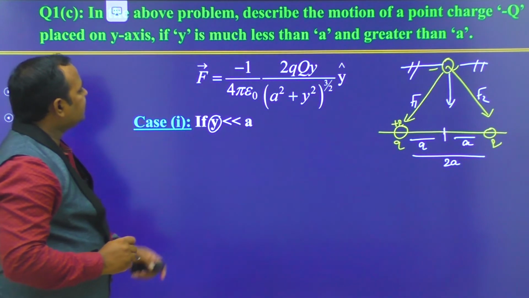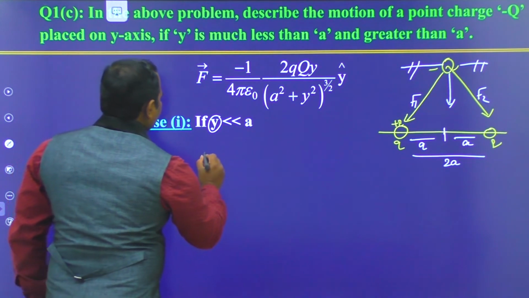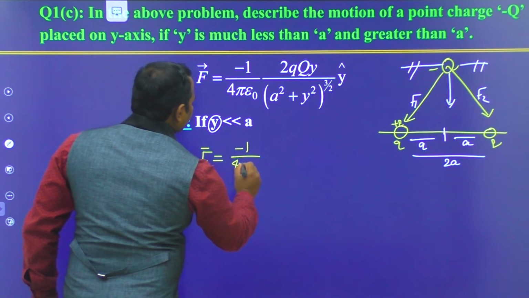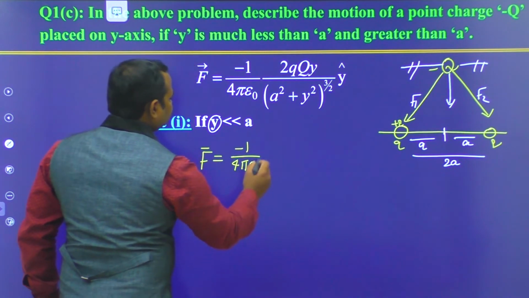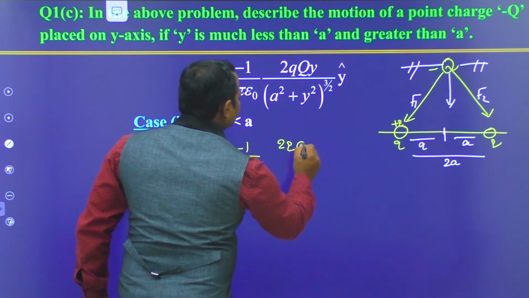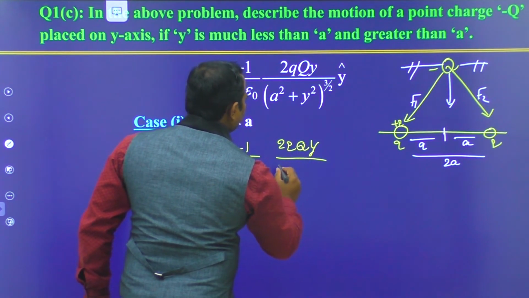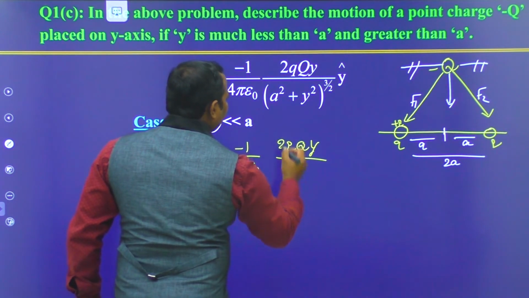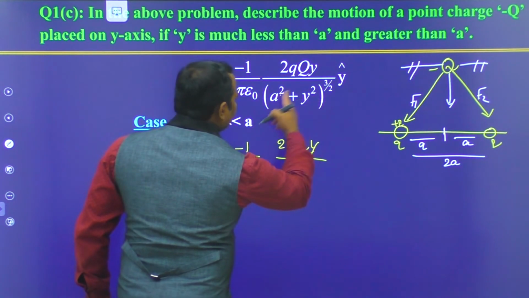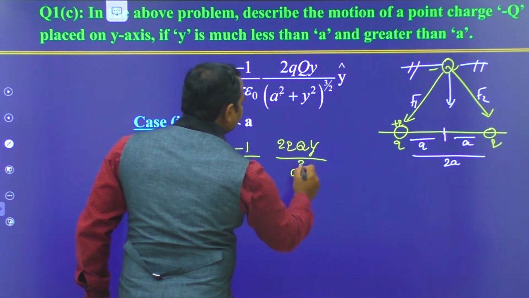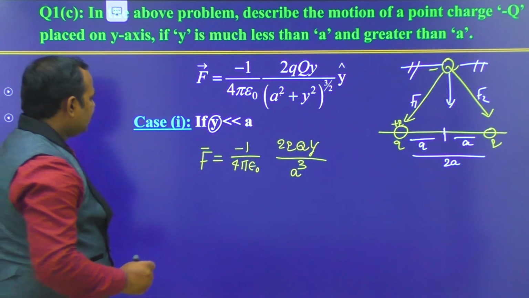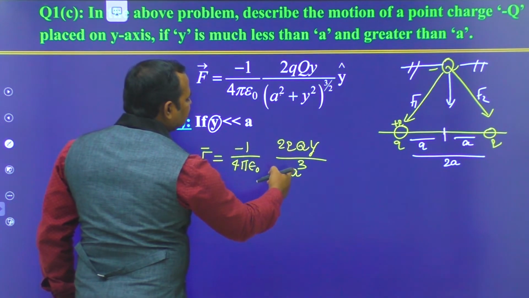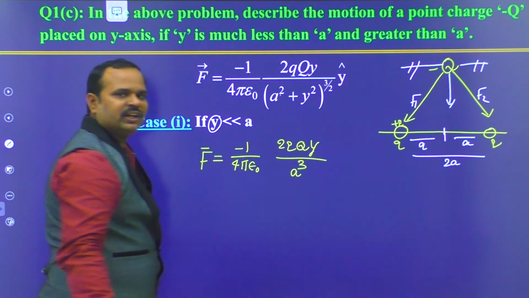So we can write this equation: F bar equals minus 1 by 4 pi epsilon naught, 2q into y by, neglecting y in the denominator, a square whole power 3 by 2. The square root and power 3 by 2 cancel, leaving a cube. 1 by 4 pi epsilon naught is constant, 2q cube is constant, and a, the distance, is constant.